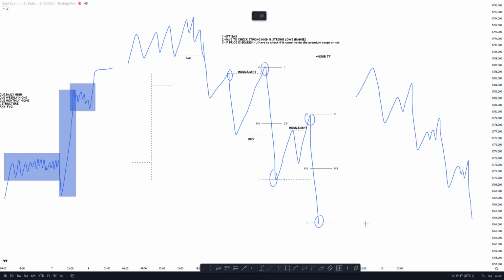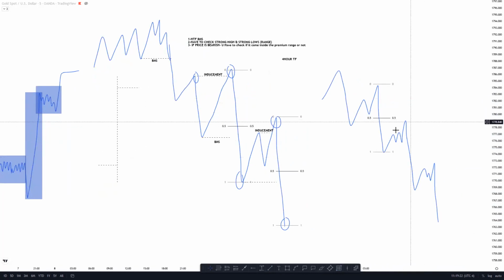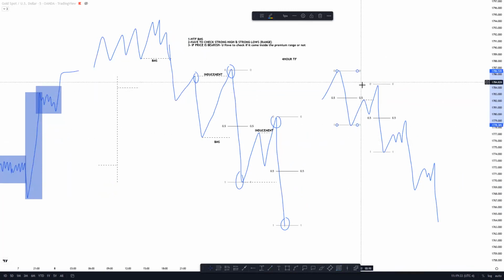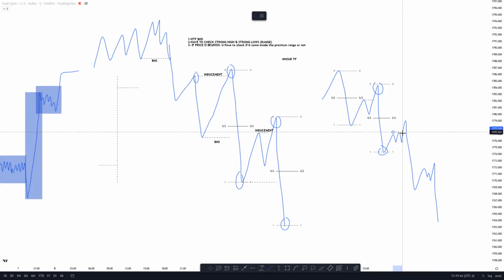So what we have here is this formation of range. But you see, this one has taken out the liquidity and came inside the premium range. So this will be your valid strong high, strong low. And you see, this has also taken out the inducement here and made this high and this low. But this will not be your strong high and strong low, even if that has taken out the liquidity.